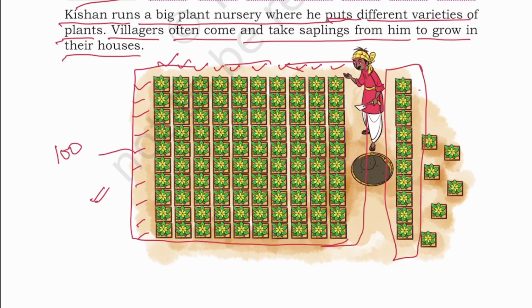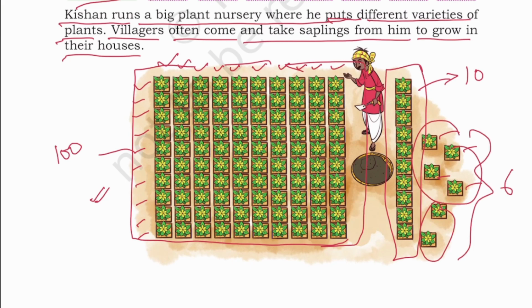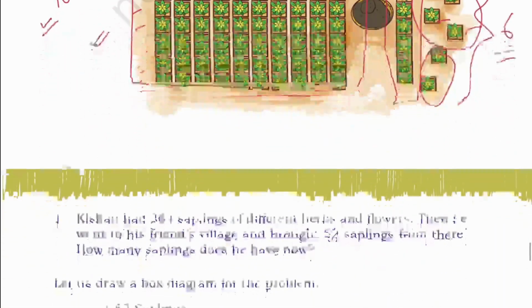Similarly, this is a group of 10, and there are 1 each, that is 4 and 2, 6. The total number of plants here is 100 plus 10, that is 110, and 6, 116.